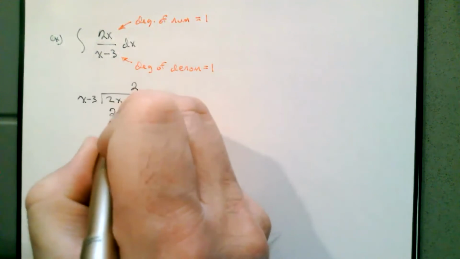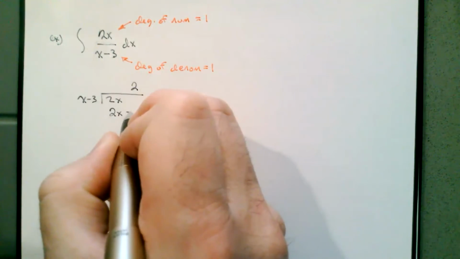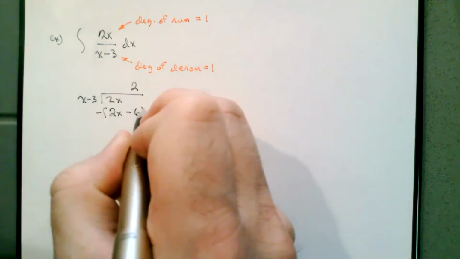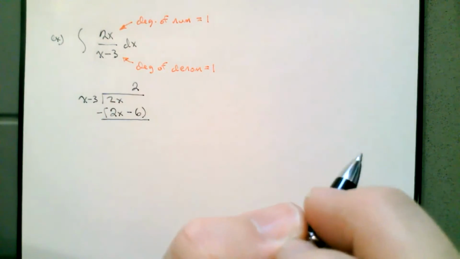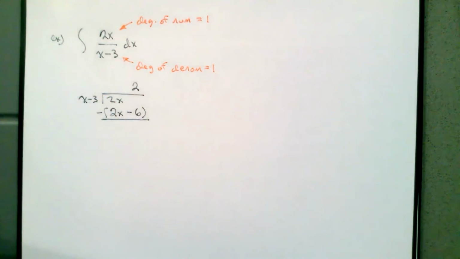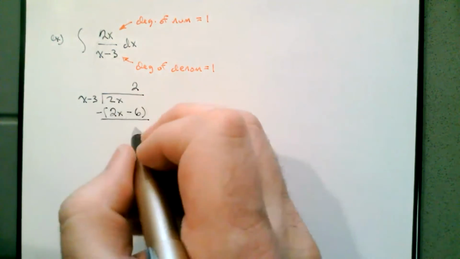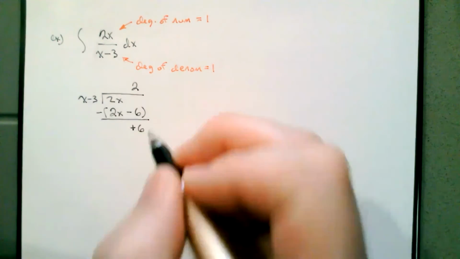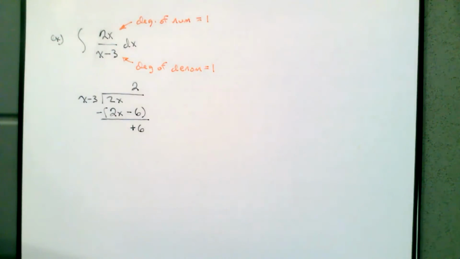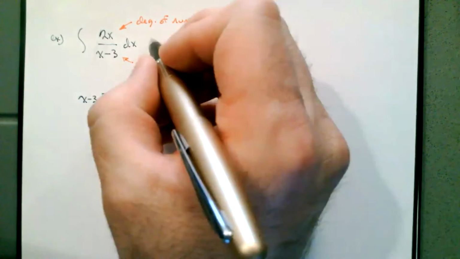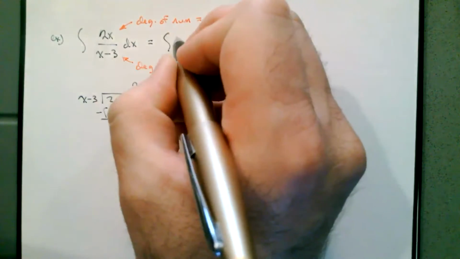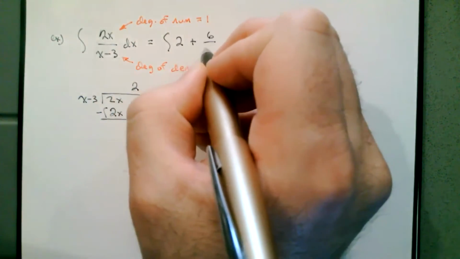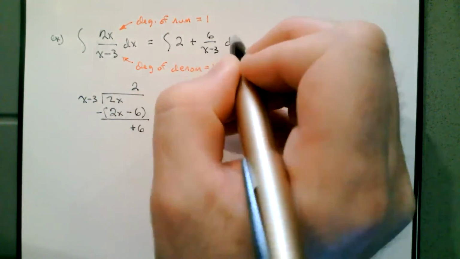2 times x is 2x. 2 times x minus 3 is minus 6. And then we will subtract. How many times can we subtract x minus 3 from 2x without going negative? We can do that 2 times. The 2x's cancel out. That's what's supposed to happen. And then we have 0 minus a negative 6, which is plus 6. So we rewrite our integral as the integral of 2 plus 6 over x minus 3 dx.